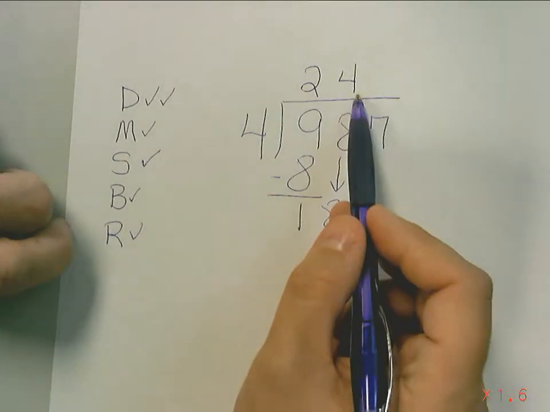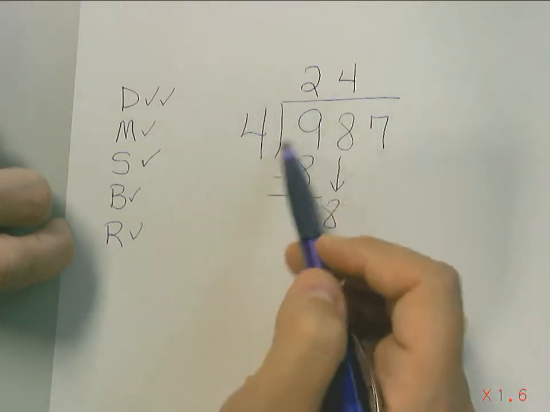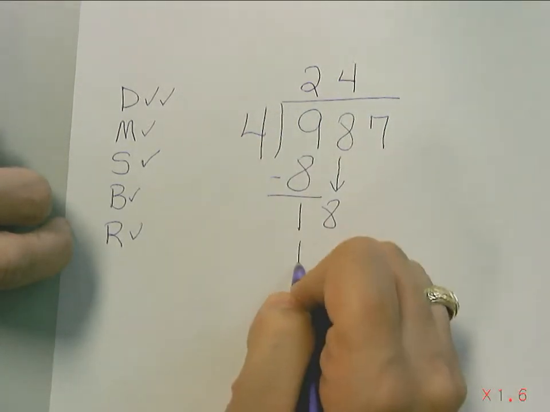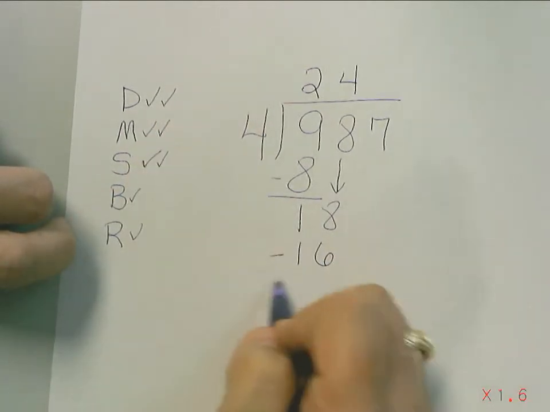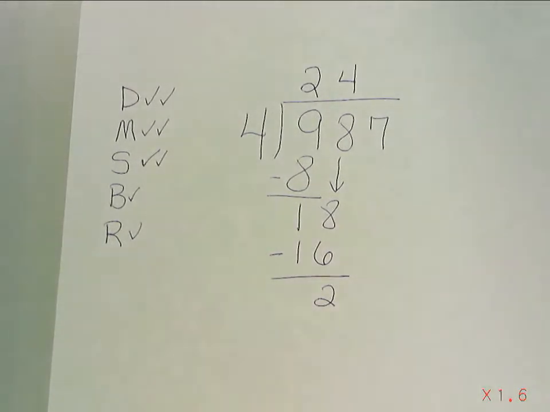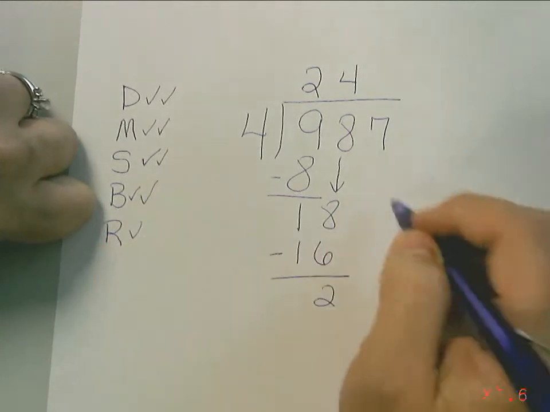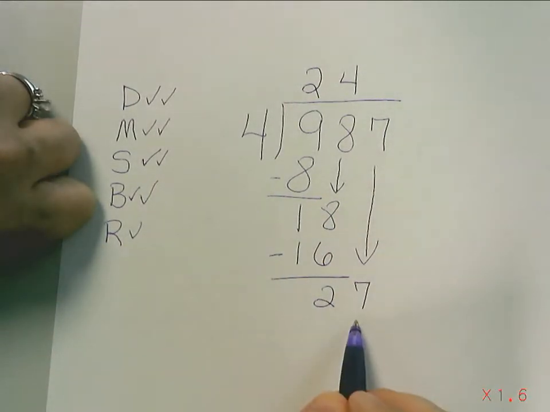So I have 4, the digit I just wrote up on top, times my divisor, 4 equals 16. And then we subtract. 8 minus 6 is 2. 1 minus 1 is 0, so we don't have to write that. Then again, we're going to bring down. We're going to bring down my 7. So now my 2 becomes 27.